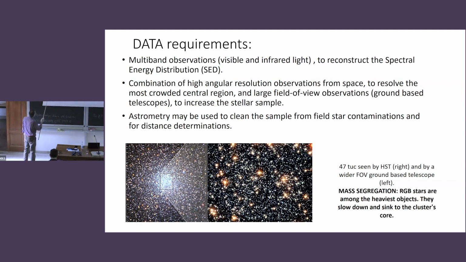Then we need to combine observations from space, which allow us to resolve the central part of the globular cluster, where the density of stars is so large that the seeing prevents observation from Earth. So we can resolve the core, in most cases, of the globular clusters even from Earth, from ground-based telescopes, even with adaptive optics. But from space, this problem of the turbulence of the atmosphere disappears. And so even with the Hubble Space Telescope, and here you see the resolution power of the Hubble Space Telescope for the cluster 47 Tucanae.